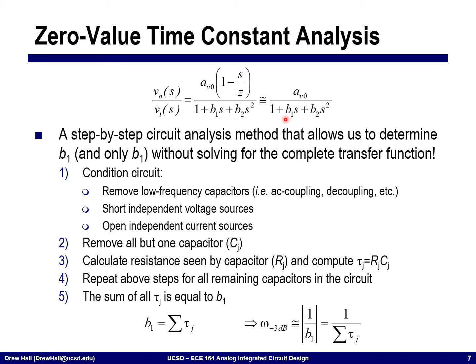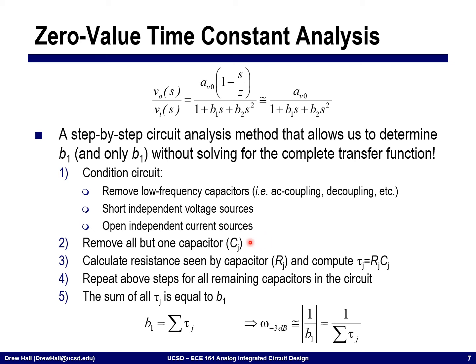And so in order to solve for the B1 coefficient, we have this cookbook procedure where we first condition the circuit. This comprises removing all of the AC coupling and decoupling capacitors, shorting the independent voltage sources, and opening the independent current sources. So simply what we would do in order to get into small signal model.